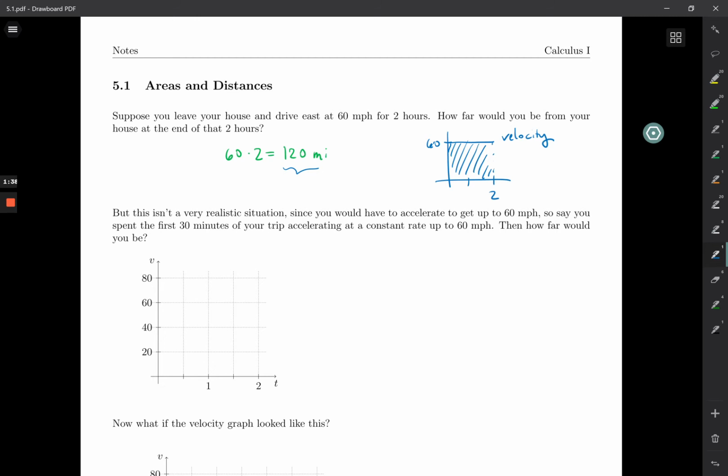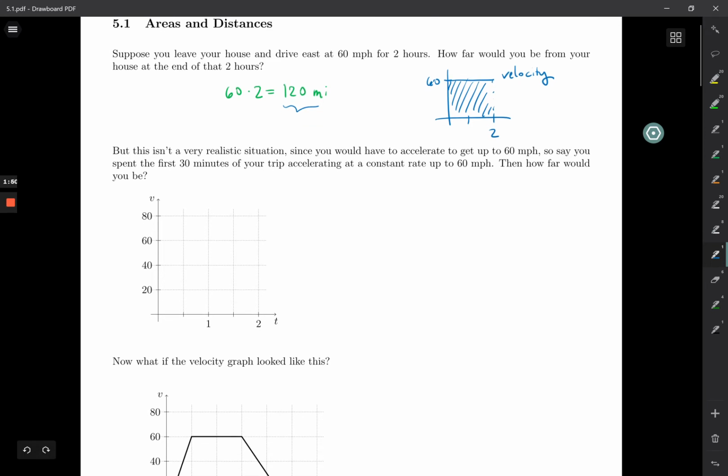So of course this isn't very realistic because you can't leave your house going exactly 60 miles per hour right from the get-go. So you need some time to accelerate. So next, we'll think about what would happen if you spend the first 30 minutes of your trip accelerating. So that's not so realistic, but just to have an example that's easy to work with, what would the velocity function look like?